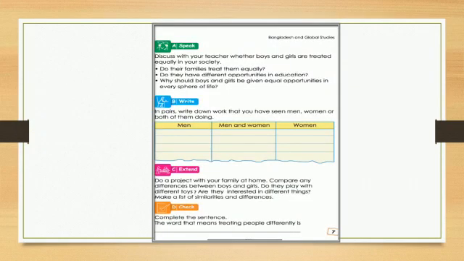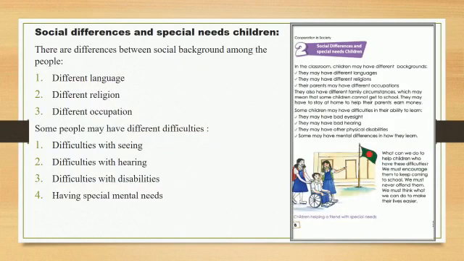There is also some exercise on the page, you can do it on your own. Moving on to the next part of this chapter, which is about the social differences and special needs of children. In a society we are living with many kinds of people. Many kinds of people have different social backgrounds. For example, people may have different language, different religion, and different occupation.